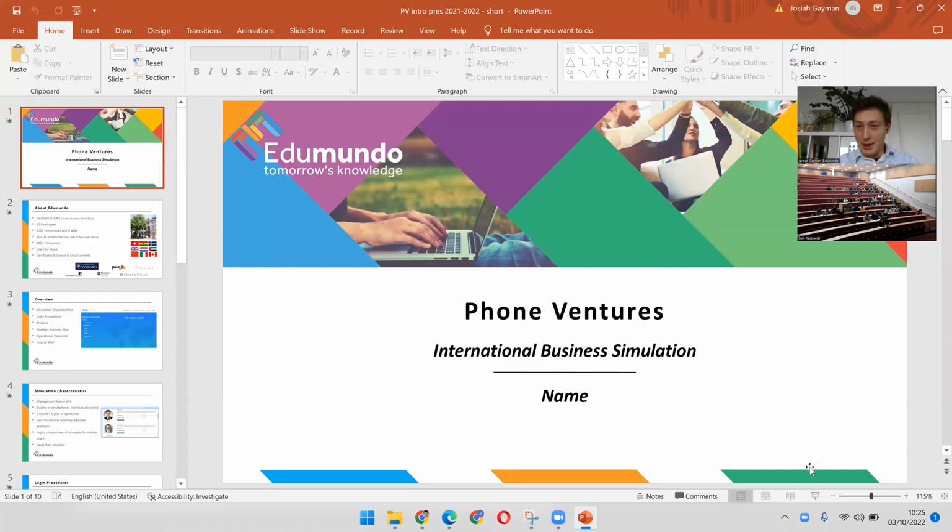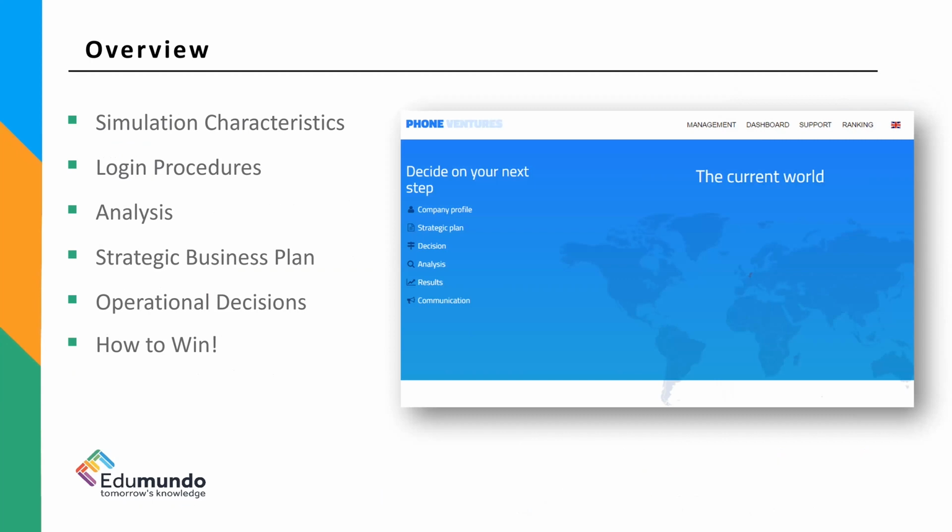Get started. PhoneVentures, that's the name of the simulation you will be playing. How does it work then? Well, first I'll tell you in big lines how it works. Then I'll tell you how to log in, that's step one. Then how to analyze the information that's given to you, because that's the first step of every round that you'll be managing your company. And of course, very true for this very first time logging in.